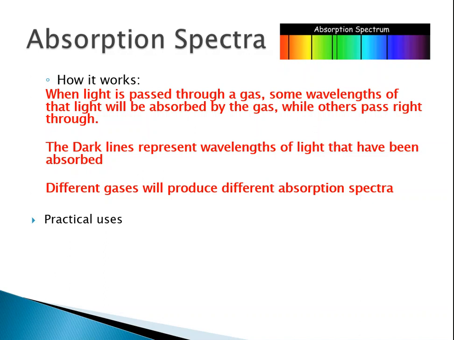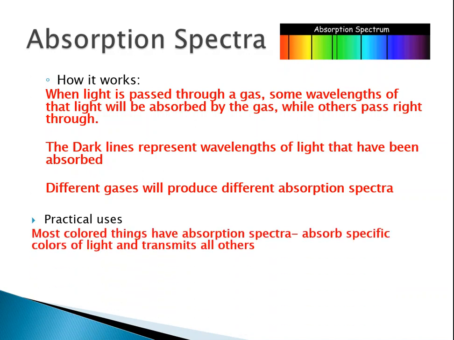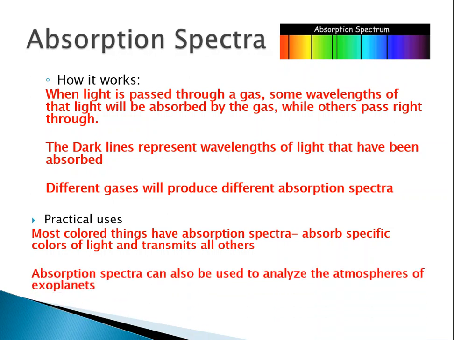So different gases, different elements will produce different absorption spectra. So what are the uses of this? One, any colored thing will have an absorption spectra. Right? So you can use the absorption spectra if you're able to vaporize the substance and pass light through it. You can look at the absorption spectrum and identify what it is. The coolest thing I think that absorption spectra are being used for is to actually analyze the atmosphere of exoplanets.